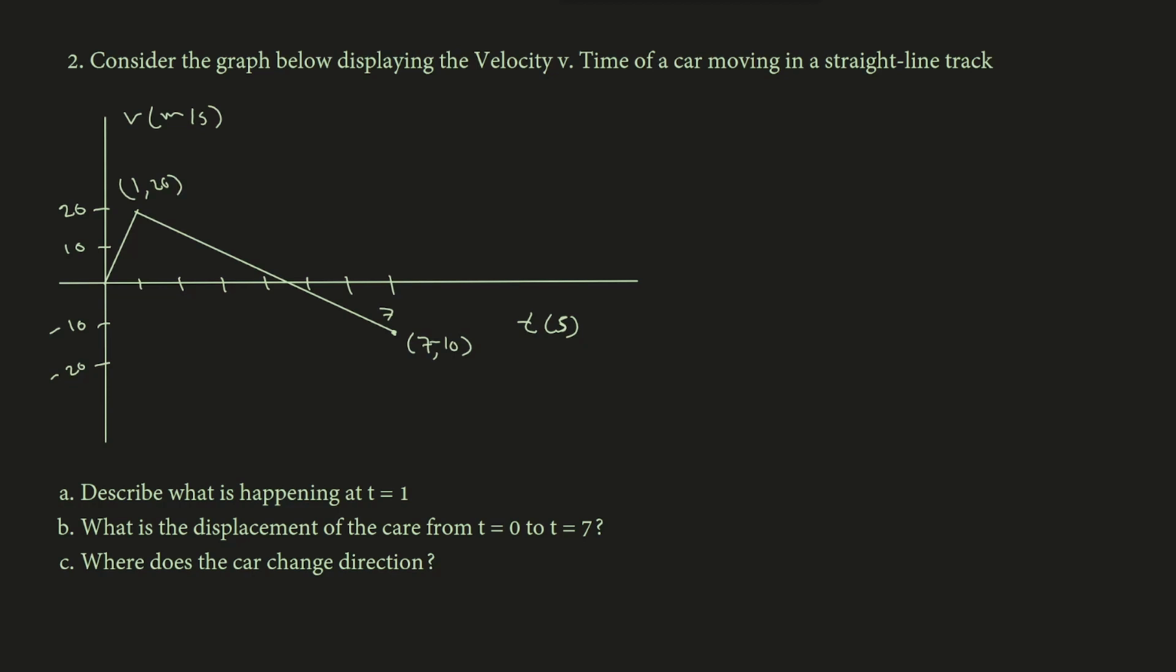Well, that's pretty obvious, right? For A, at T equals 1, the car changes direction. Right? Wrong. This is not what happens, because notice, importantly, that this is a velocity versus time graph. So that was wrong. Do not write that. You will miss points. The correct answer is the car begins to slow down.